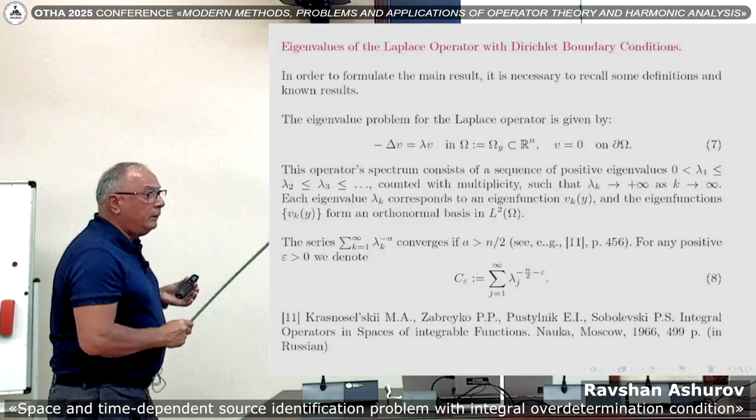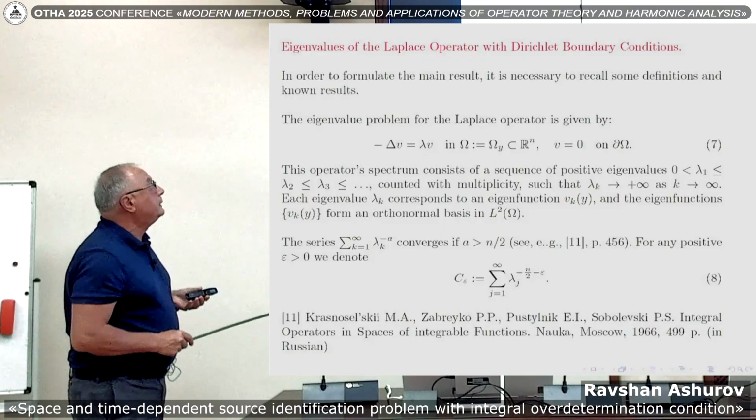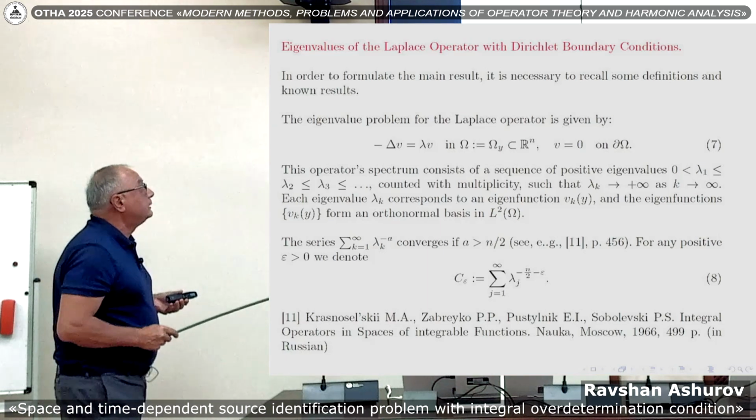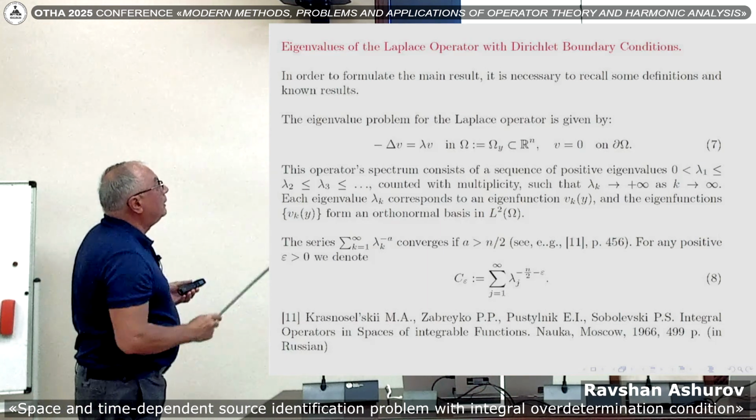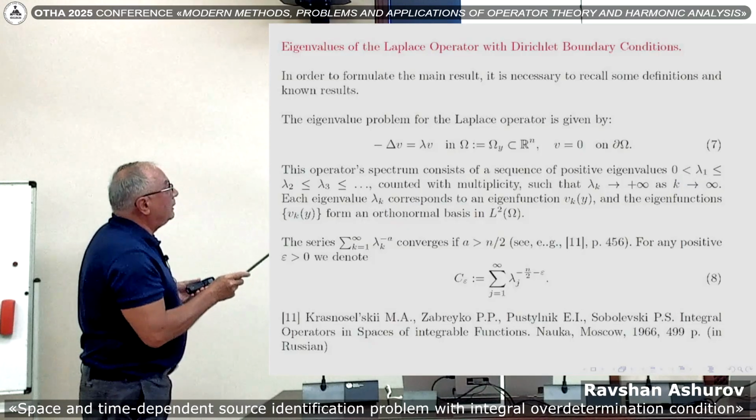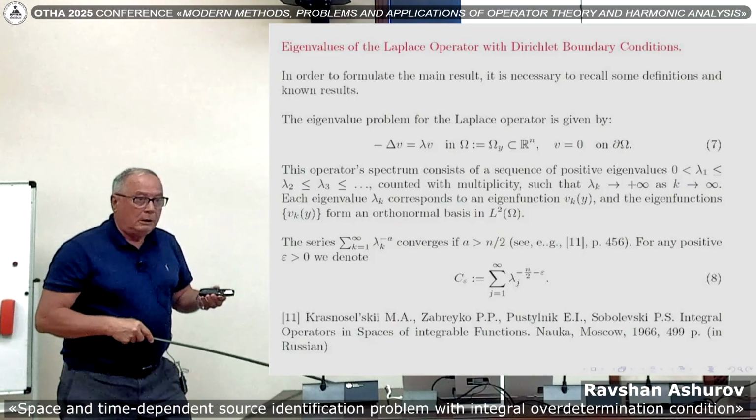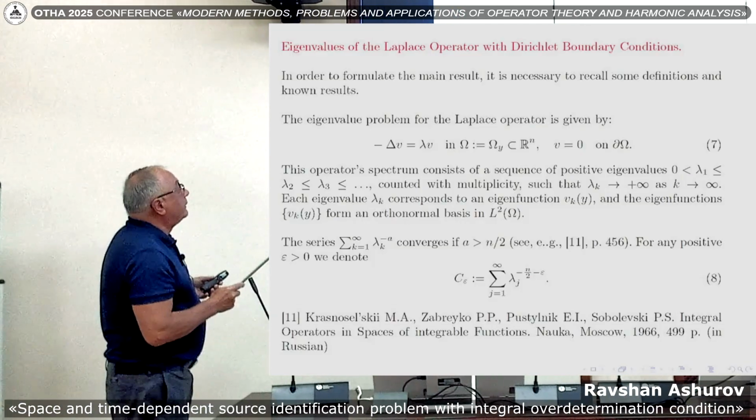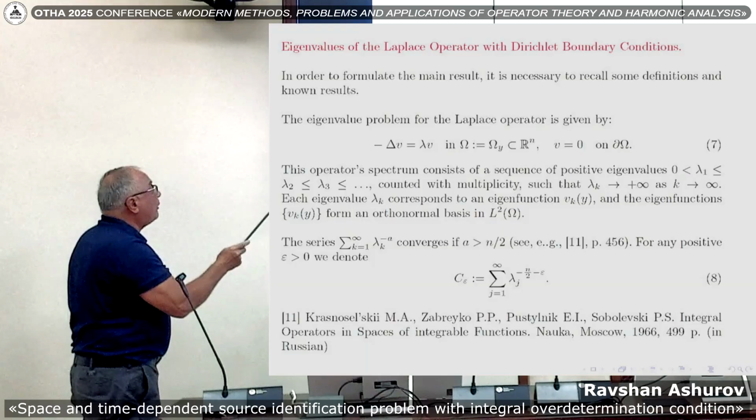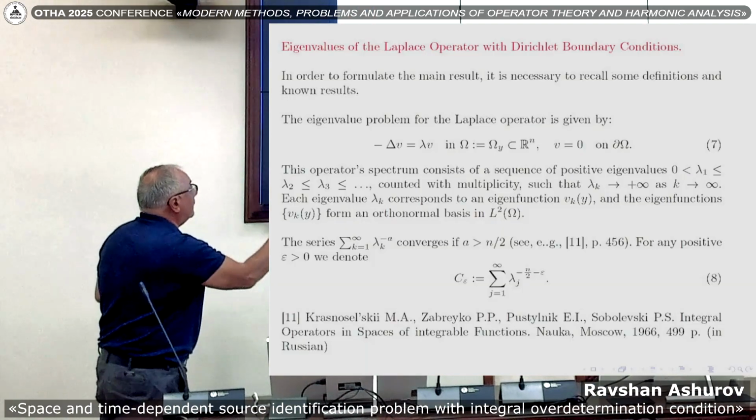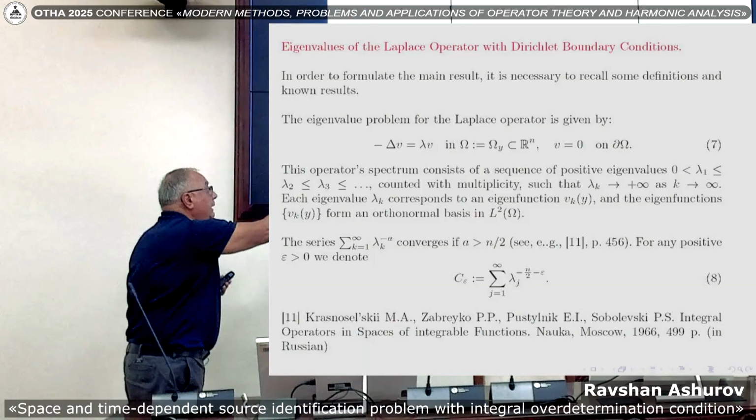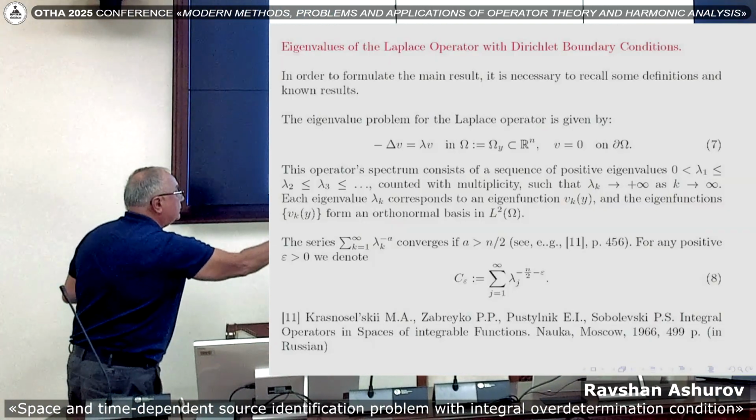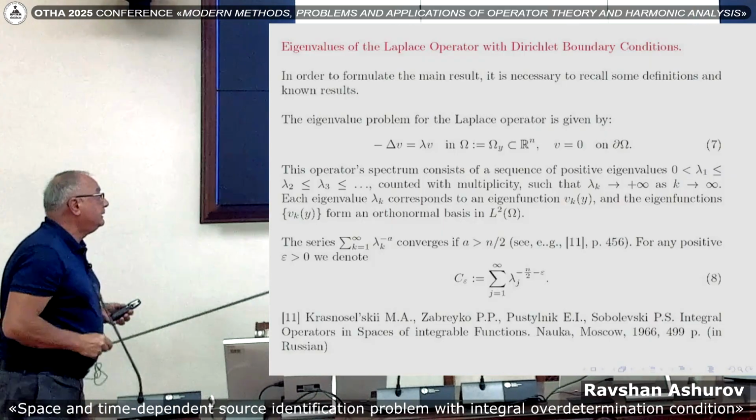Now, to formulate our main result here, we need to recall some properties of eigenvalues of the Laplace operator. So we consider the following spectral problem, and when we apply the Fourier method to our problem, we come to this spectral problem. It has the main property which we want to use. This series converges if A is greater than n and a half. That's why we can denote this constant with some C epsilon.